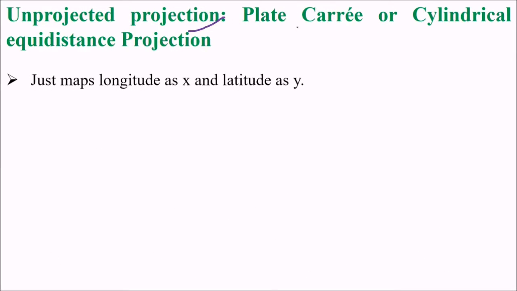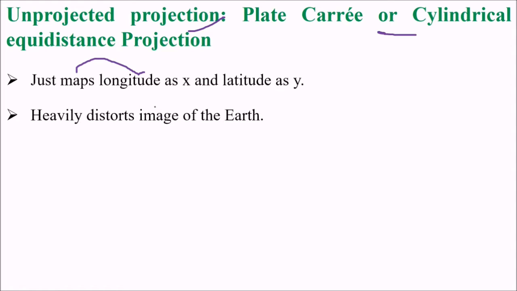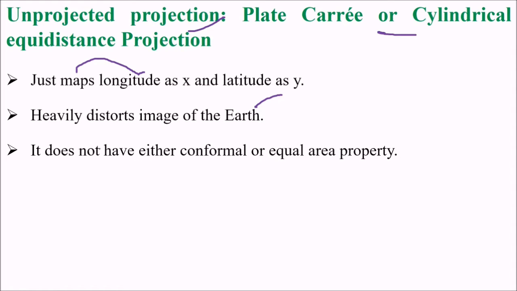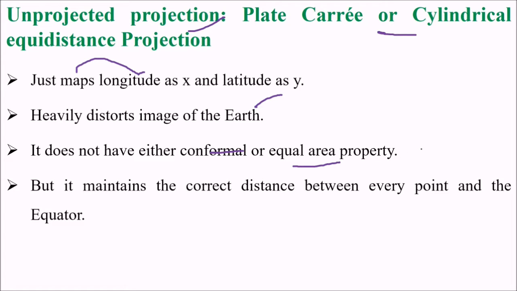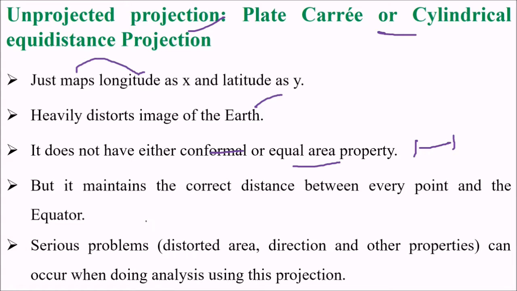The unprojected projection, like Plate Carrée, is the cylindrical equidistant projection. It just maps longitude as x and latitude as y, and heavily distorts the image of the Earth. So it has neither the conformal nor the equal area property, but it maintains the correct distance between 2 points and the equator. There are serious problems of distortion of area, direction, and other properties that can occur when doing analysis using this projection.